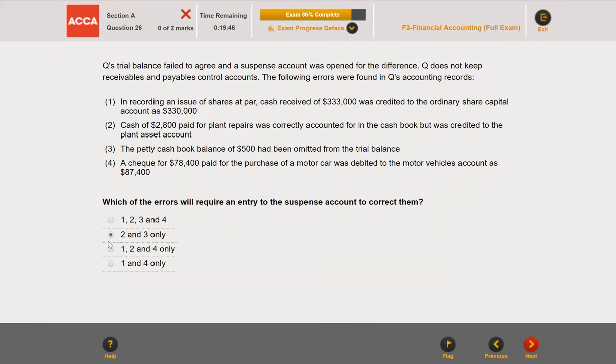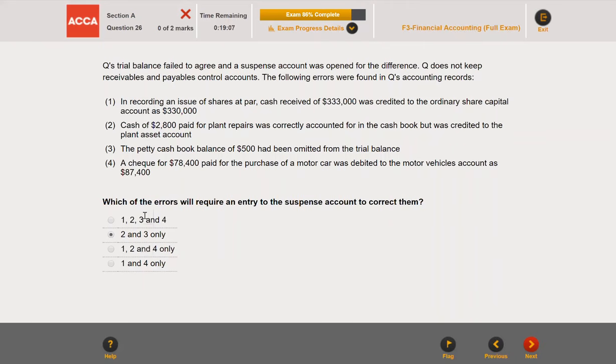2. Cash of 2,800 paid for plant repairs was correctly accounted for in the cash book. It means cash was credited, but was credited to plant asset account. So plant asset is also credited. So it is an error of principle as well, and then there are 2 credits here. So this will also affect the trial balance. So that means option 4 is also wrong because it doesn't have 2. So either A or C could be the answer.